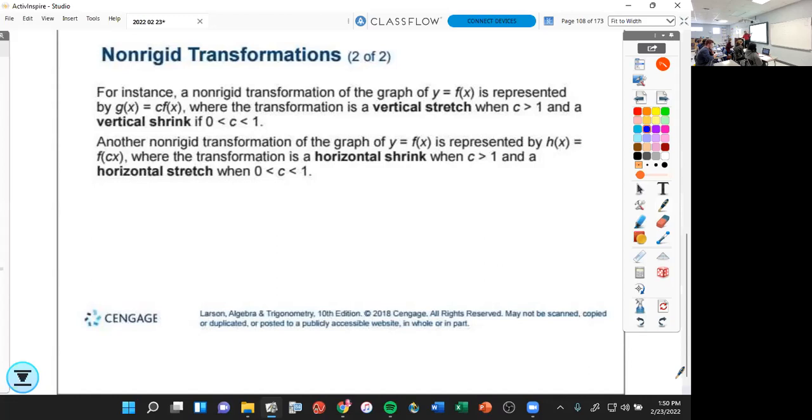If we're changing the value of x, it's horizontal. And it's kind of opposite of what I just said. If it's greater than 1, it's going to be a horizontal shrink. If it's less than 1, it's going to be a horizontal stretch. Think of it as it's inside a grouping symbol, so it's going to be backwards from the opposite. Just like when you subtracted on the inside, it moved it to the right, right? So same concept, backwards from what you would think.